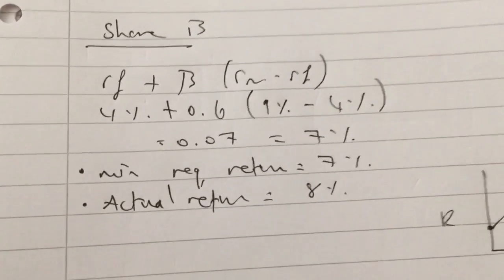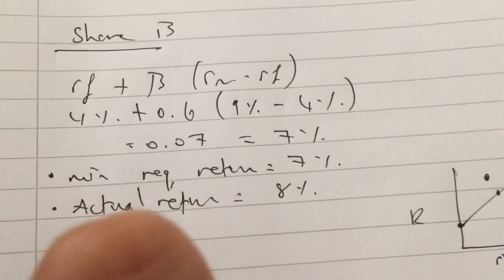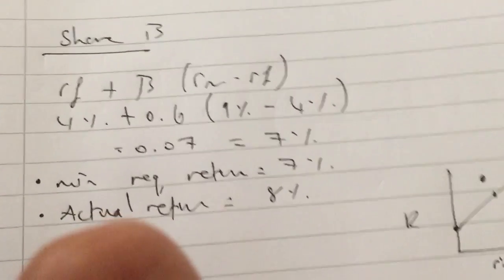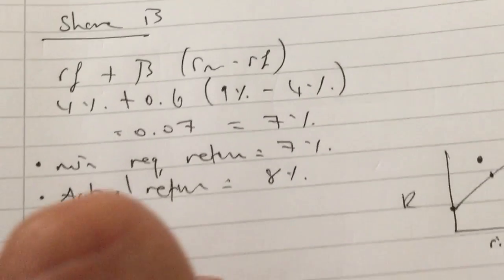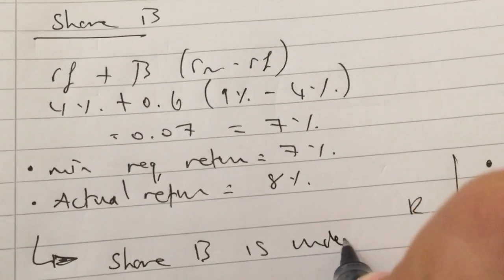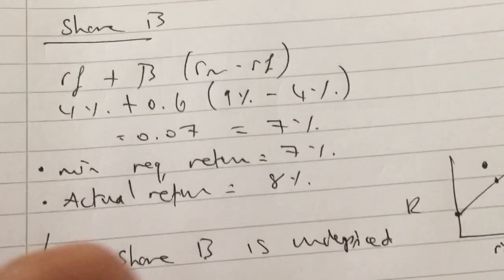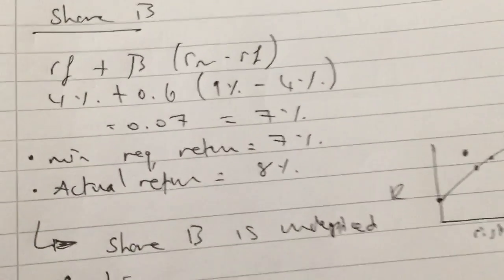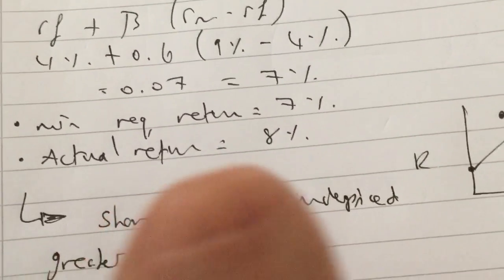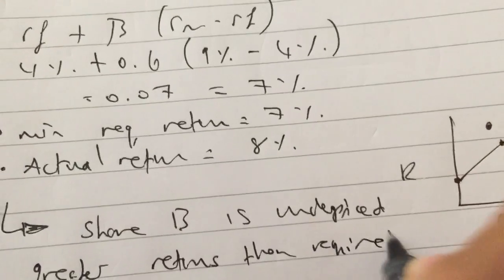What does that mean? So for this specific question, they're asking us to make suitable recommendations. Our recommendation would be that share B is underpriced. What we mean by underpriced is that it's generating greater returns than what it's supposed to. So greater returns than required. So you should invest in it.